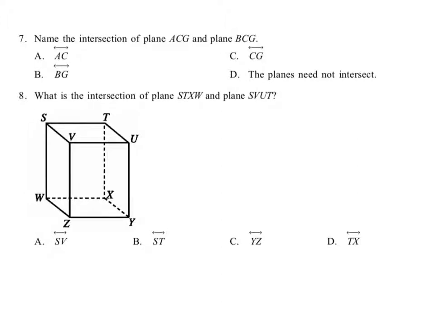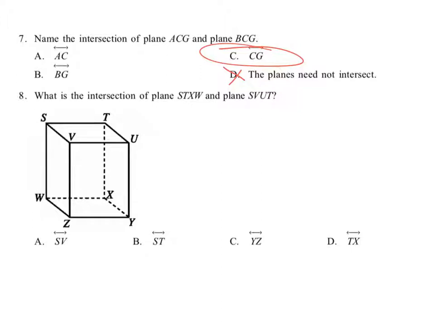So name the intersection of plane ACG and plane BCG. Well, it's going to be a line. And we know they intersect. It can't be D because they wouldn't have any common points if they didn't intersect. So they're going to intersect somewhere. And we definitely know that they contain C and G, so we'll call that line CG.